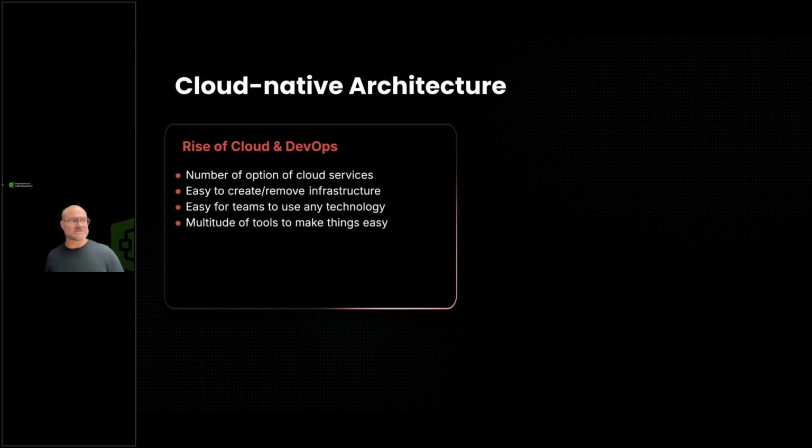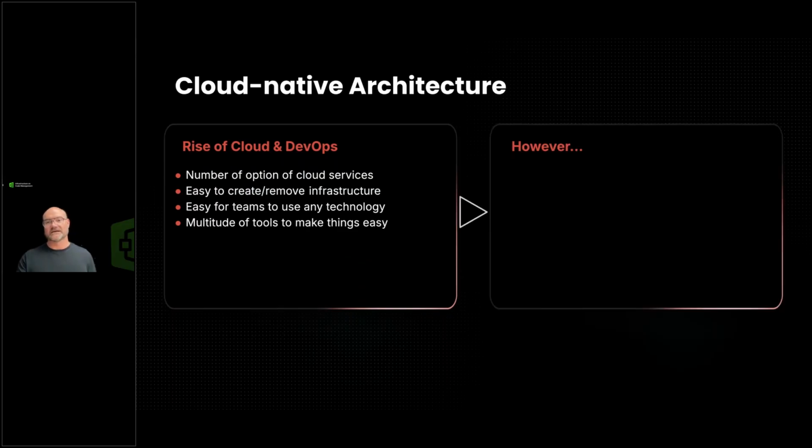So what we've seen is that the number of options out there of cloud services is expansive and ever increasing as well, I would say. It seems like every month there's something new coming out. We also see that it's incredibly easy to create and remove infrastructure. It's also incredibly easy for teams to use whatever technology they want to use. And there's a multitude of tools out there to make things easy. However, this agility obviously comes at a cost and a whole new set of problems to overcome.